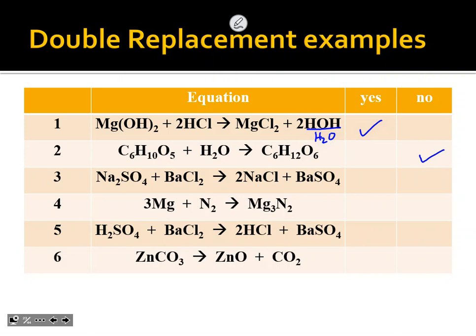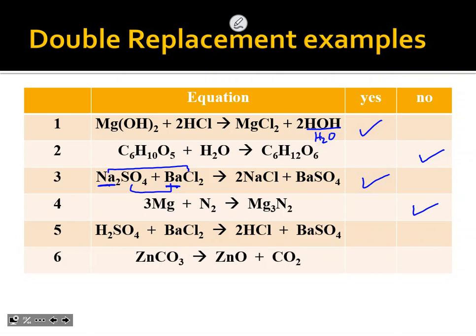Yes. Good. Yes, it is. We have sodium, barium. They switch places. The sodium goes with the chlorine. The barium goes with the sulfate. Exactly right. How about number 4? No, this one's a synthesis. Definitely a no. How about number 5?